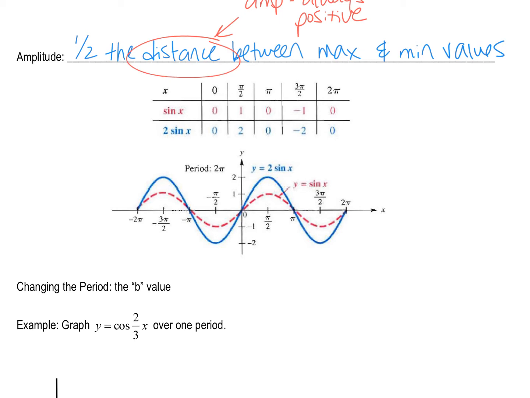And what you need to take away from this is that when you multiply a 2 in front of your function, it multiplies your y values. So all those zeros stay the same, but all the 1s and -1s change to 2 and -2.